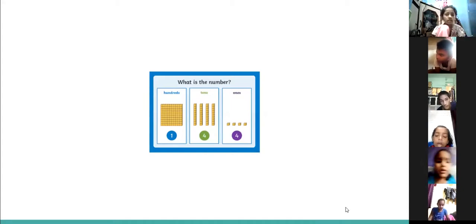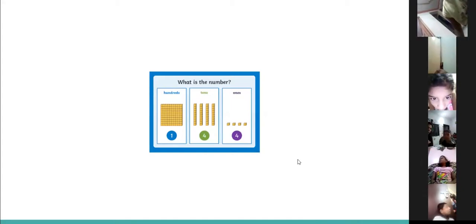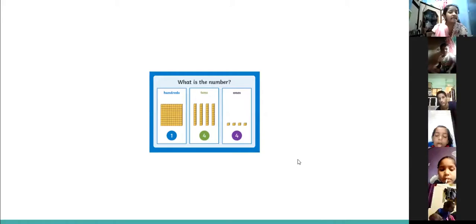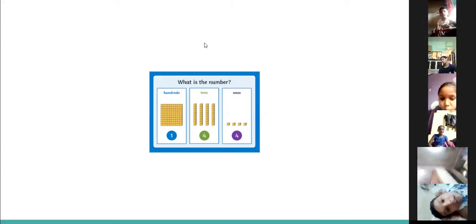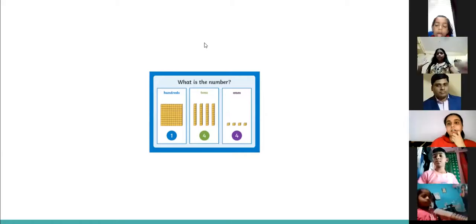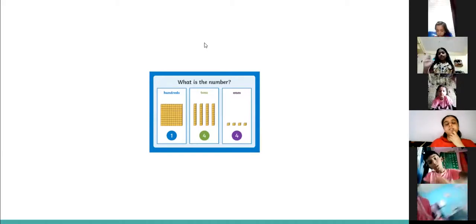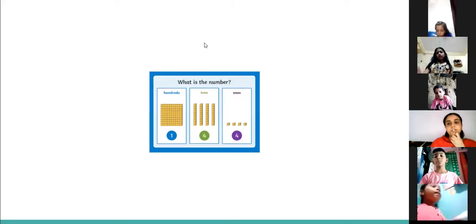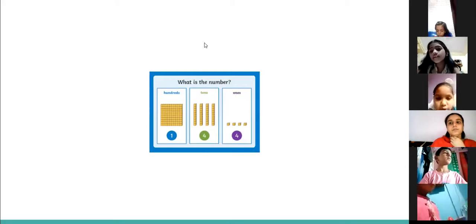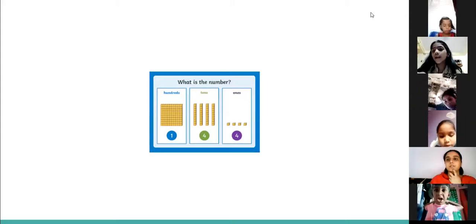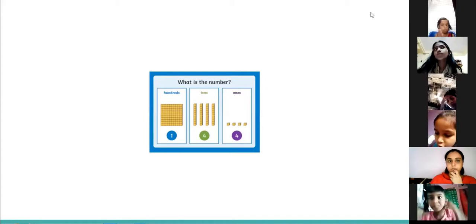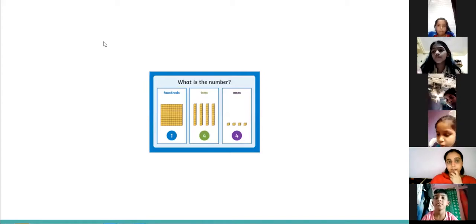Anyone? Didi, 1 4. Yes? No, you have to look at the picture carefully. 1 4. I can see a raised hand. Apurva, you want to answer? Apurva? Didi, can I say? Yes, Chetra, go ahead. 144. Thank you, Chetra. That is the correct number.